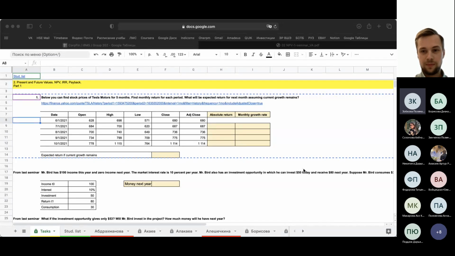Is it a permanent link for the corporate finance course, or will you send it every class? No, you will have only one spreadsheet for the whole course, and all the solutions will be placed on the tasks tab after the seminar. I will place all the solutions here, so to prepare for the exam or midterm, you will be able to look at them.